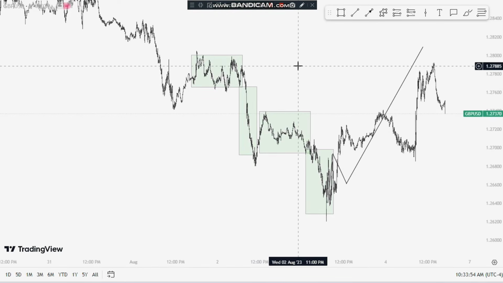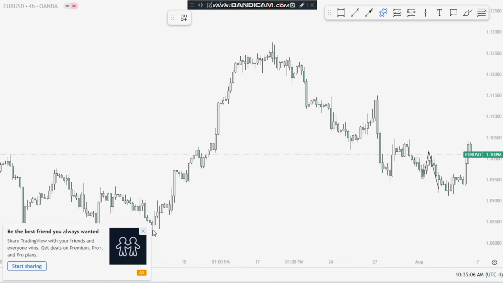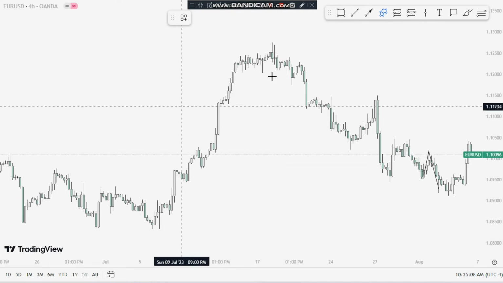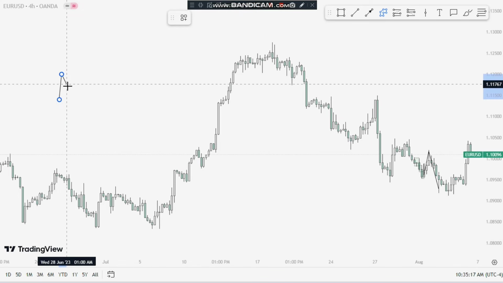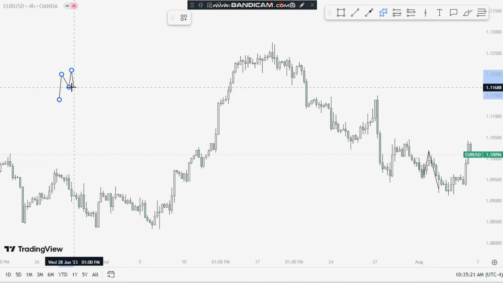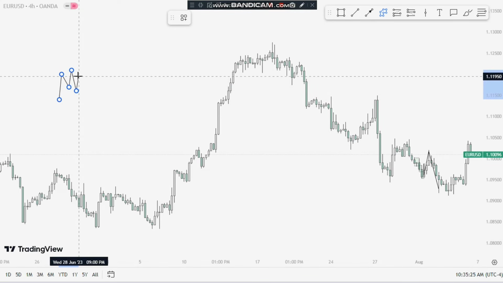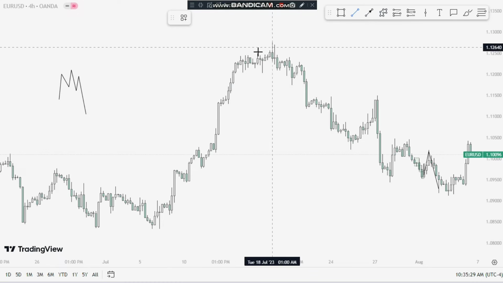I hope it's clear. So now we will discuss the third structure, and this structure usually forms at the top and the bottom. In this structure, you get the sweep of the previous highs on the 4 hour, just like this. Then you get a close below the last swing low, and the price goes up to the 0.5 fib level and it goes down. It usually forms at the top.